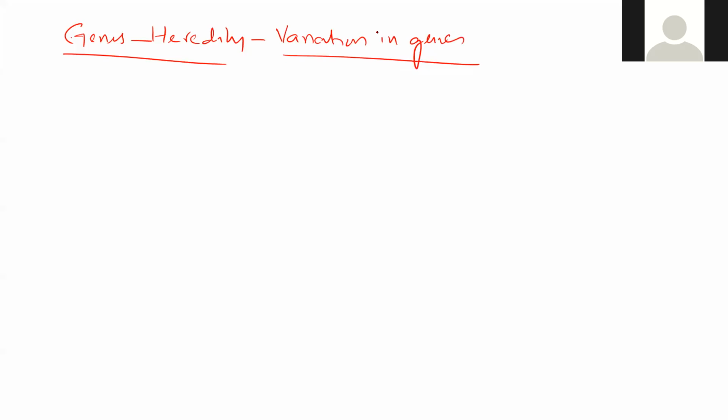Genetics, in the lecture you saw, is basically the study of genes, which control heredity. In order to understand genetics or to study heredity, it's very important that we have variation in genes. Unless we have variation in genes, we won't be able to do any genetic analysis.